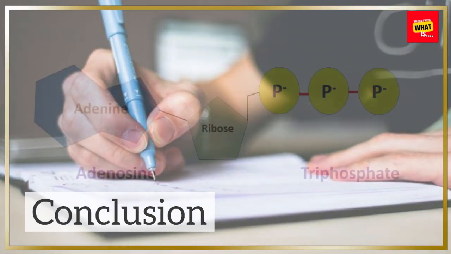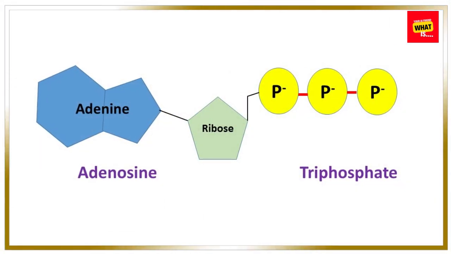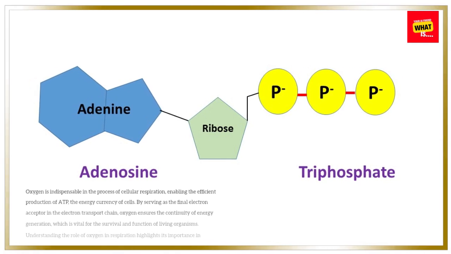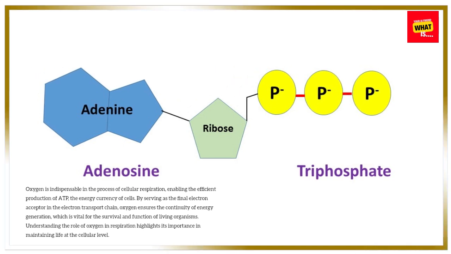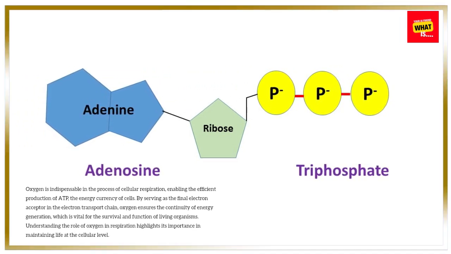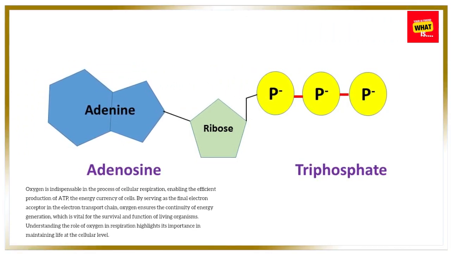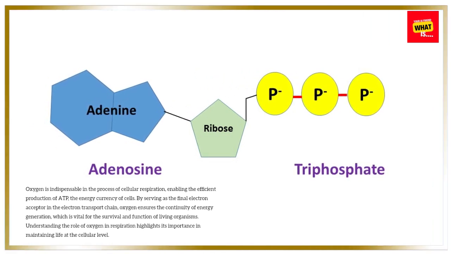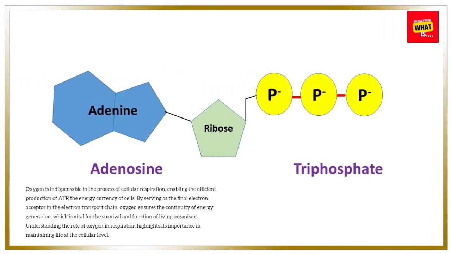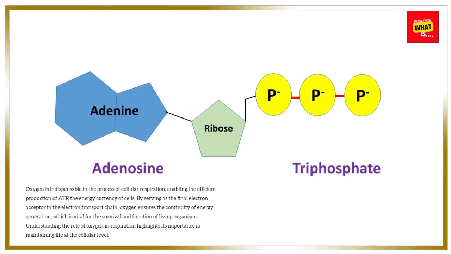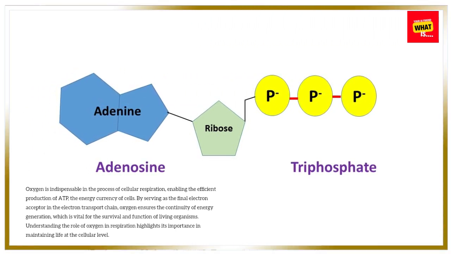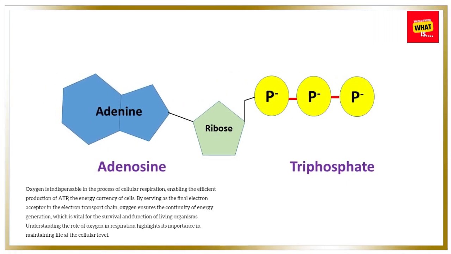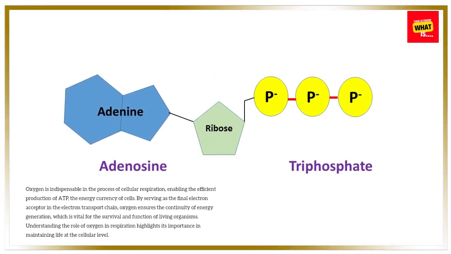Conclusion. Oxygen is indispensable in the process of cellular respiration, enabling the efficient production of ATP, the energy currency of cells. By serving as the final electron acceptor in the electron transport chain, oxygen ensures the continuity of energy generation, which is vital for the survival and function of living organisms. Understanding the role of oxygen in respiration highlights its importance in maintaining life at the cellular level.